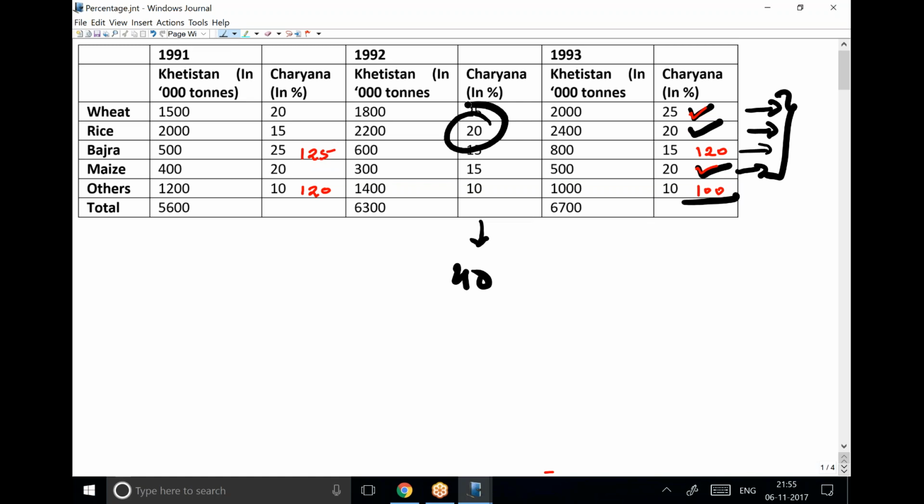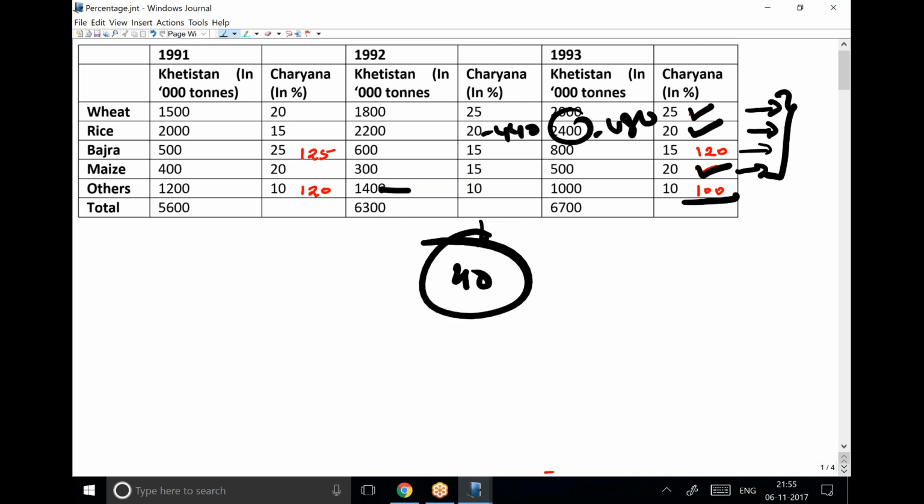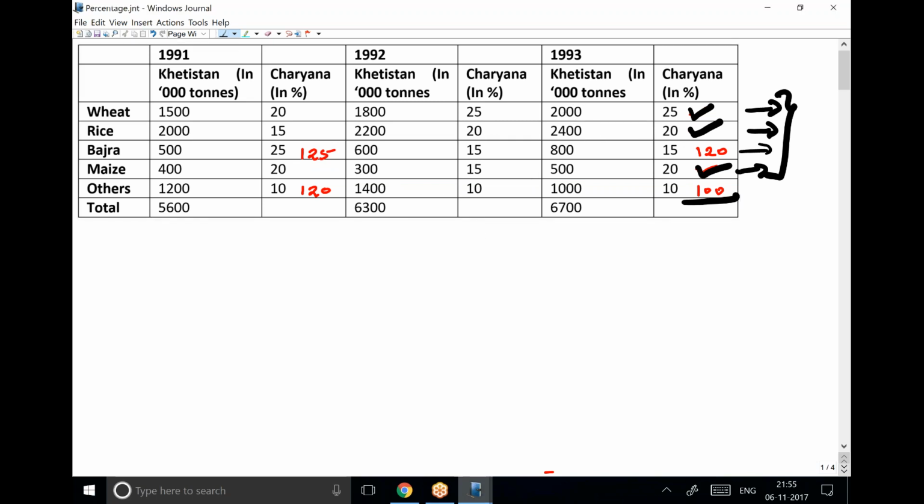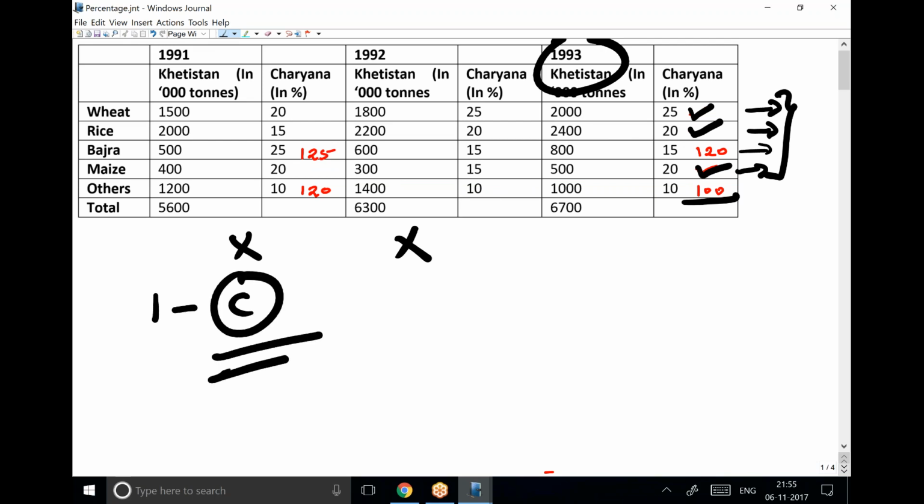Similarly, you can neglect this parameter immediately, because 20 percentage of 2200 comes out to be 440, and 20 percentage of this other number comes out to be 480, so anyway it will nullify the gap of 40 from the last part. So definitely neither 1991 nor 1992 is maximum, only 1993 can be maximum. So the right answer for the first question is option C, California.